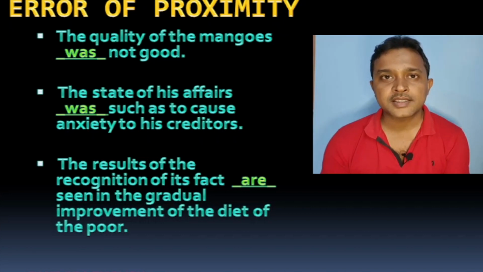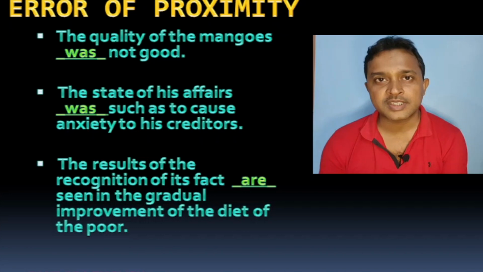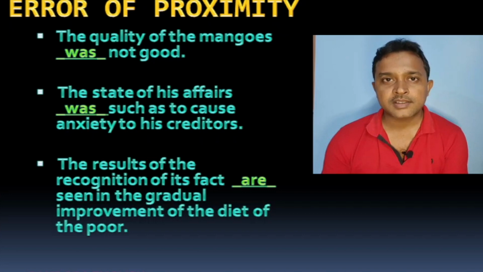Similar is the case in the next sentence. The state of his affairs was such as to cause anxiety to his creditors. In this sentence also we have to avoid that error of proximity. In the last example, the results are plural, but the fact is a singular one. But still the verb are agrees with the former noun, that is the results.